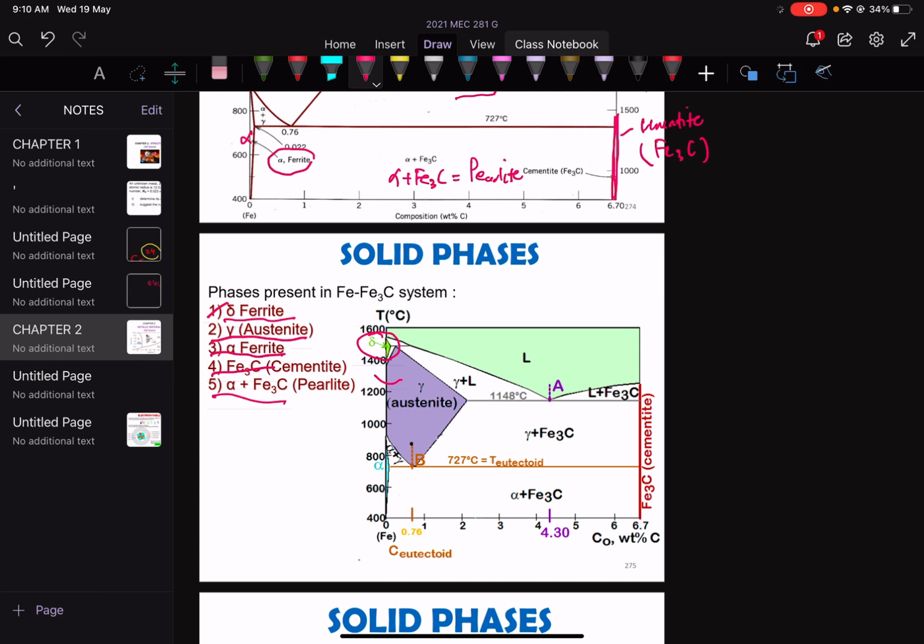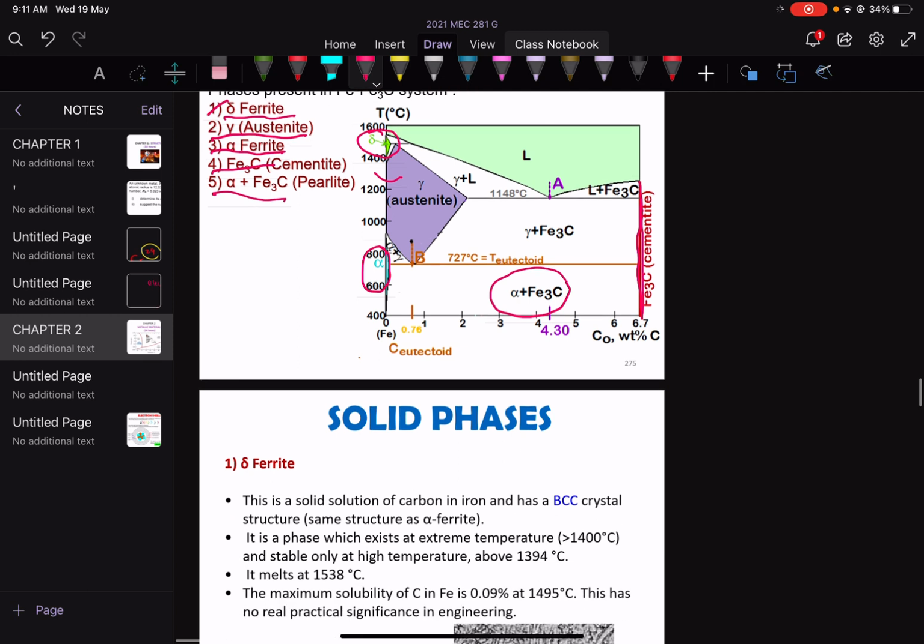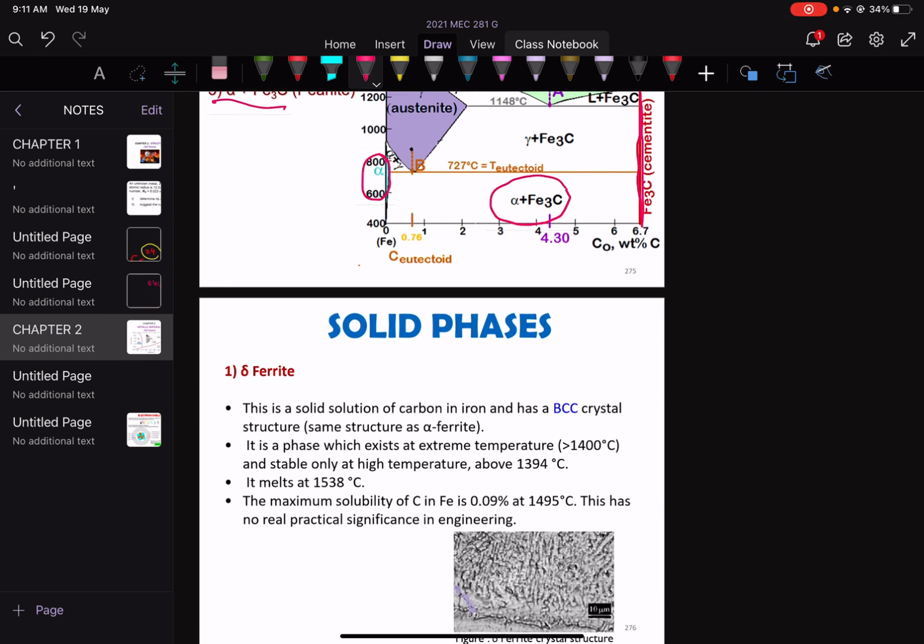alpha ferrite here, and cementite is at the end of your phase diagram, and pearlite is here. So remember these solid phases will be fixed. So these are the things that you should know about the solid structure.